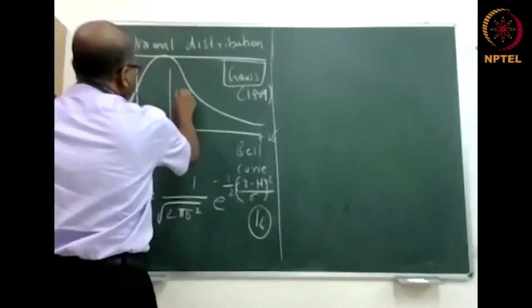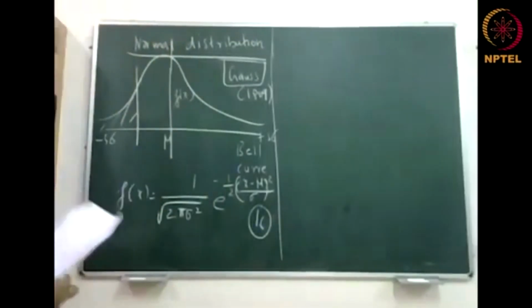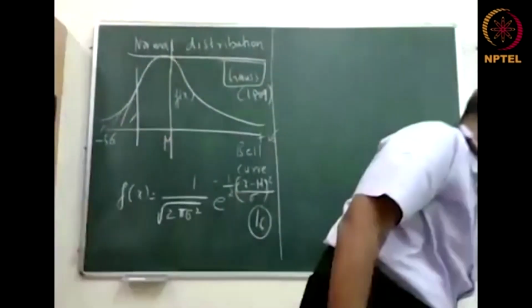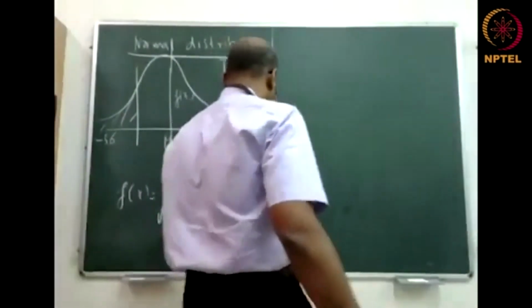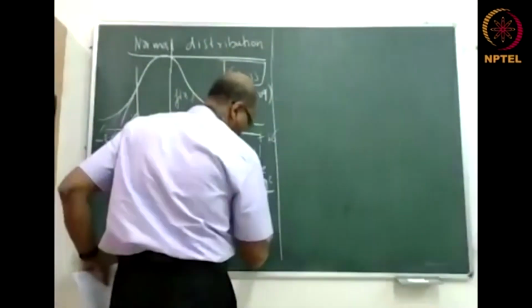This is f of x. 17, sir. Okay, no problem. 17. Let's put the right number. 17 is very good.